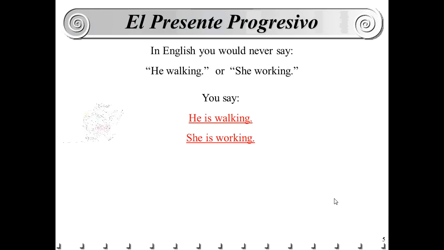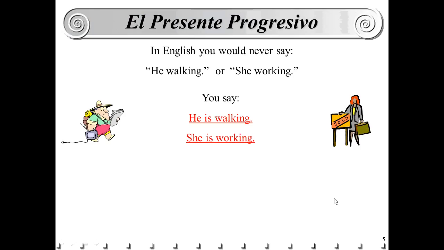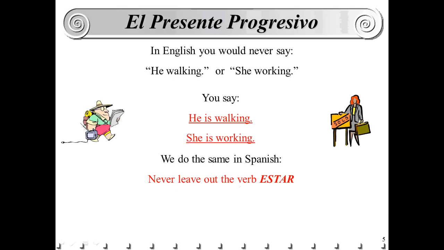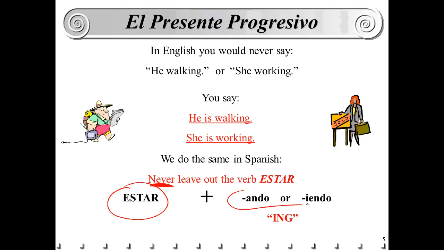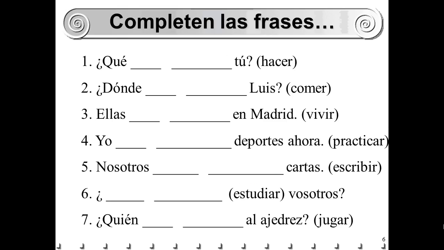So now we're going to do a little bit of practice. In English, you would never say he walking or she working. You would say he is walking or she is working. Okay? You do the same in Spanish. You never leave out the verb estar. You don't have to write any of this down. So it's estar plus ando or yendo. Okay? Because if you just say caminando, or ella caminando or él caminando, it is he walking, she working. So you have to have a star in there. Try to fill these out.